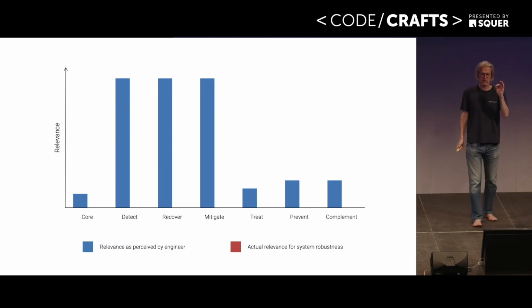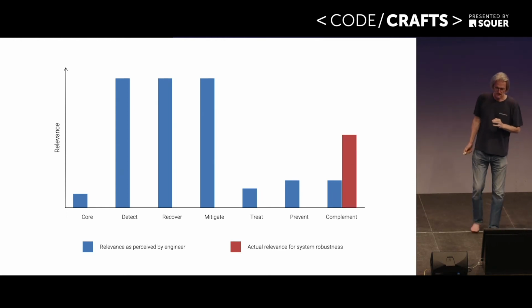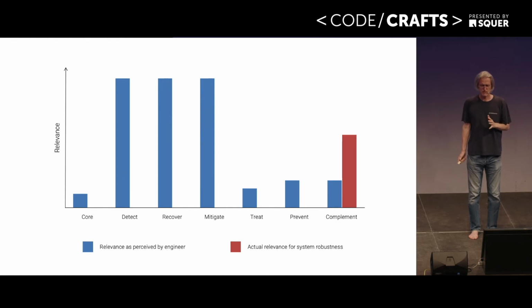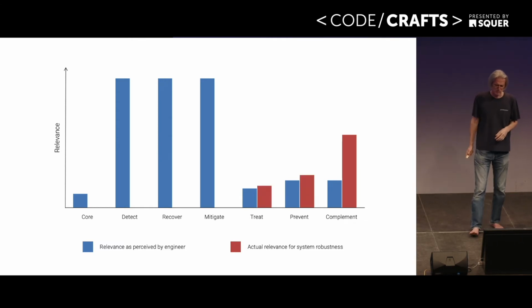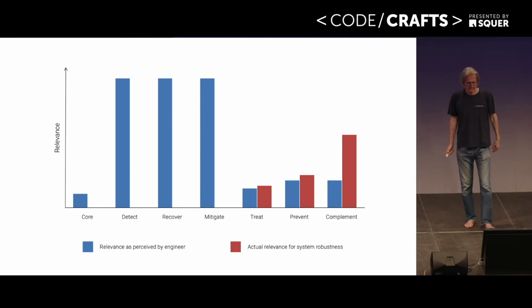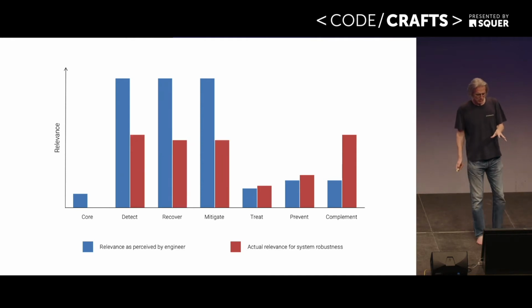The point is now, if we look at the actual relevance for system robustness, it's a bit different. So complementing patterns are usually more important than most people think that they are. Because if you don't get them right, you have a lot of trouble with the rest. Prevention and treatment, that's okay, more or less. These are important, but not as important as most people think.